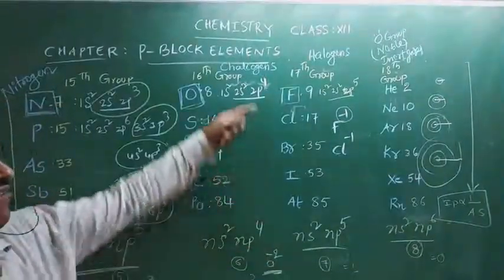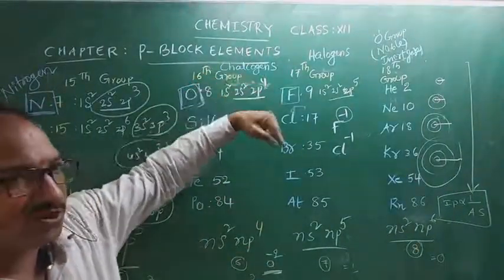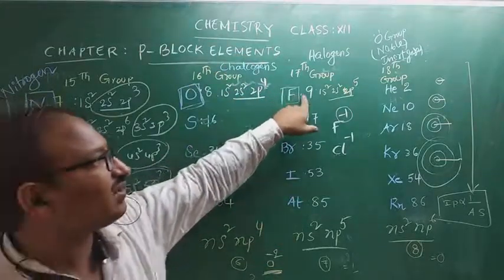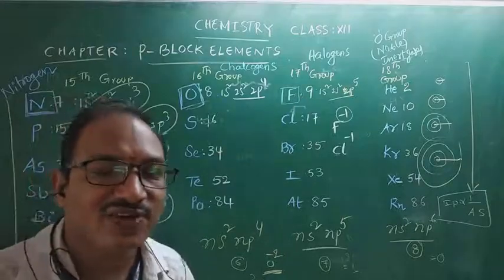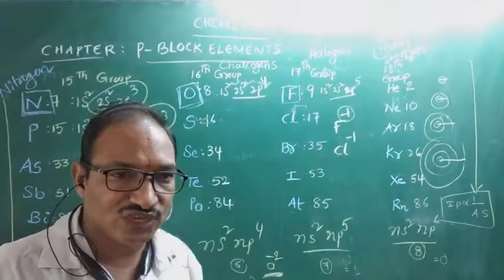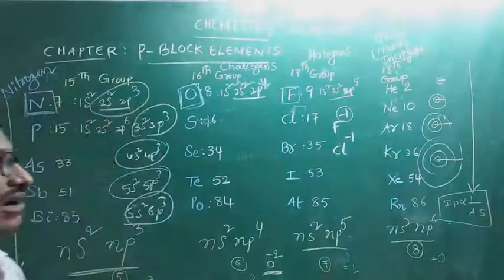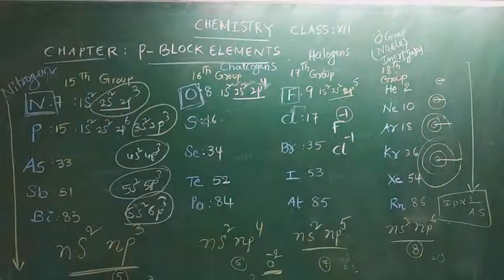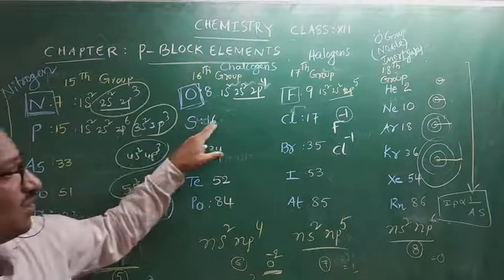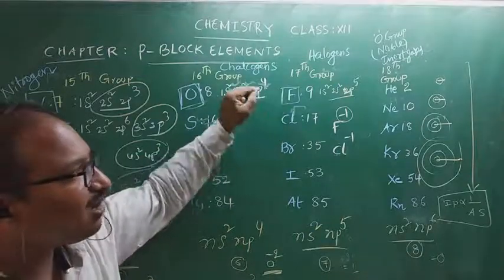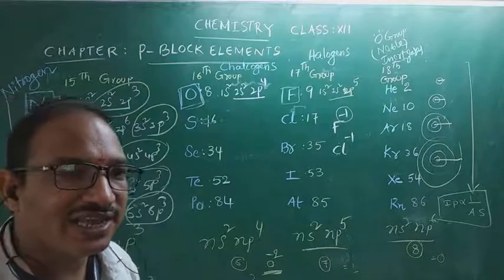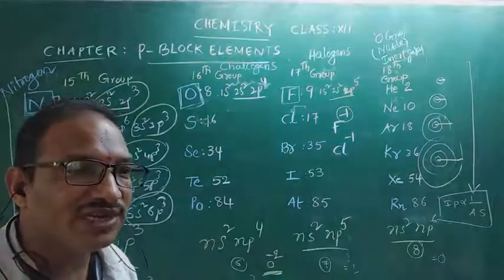And electronegativity, in any group you take, decreases from top to bottom. The highest electronegative element is fluorine. These are the normal trends, children. Even electron gain enthalpy, one more property. Electron gain enthalpy values generally decrease from top to bottom.